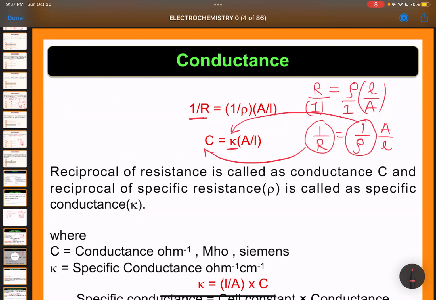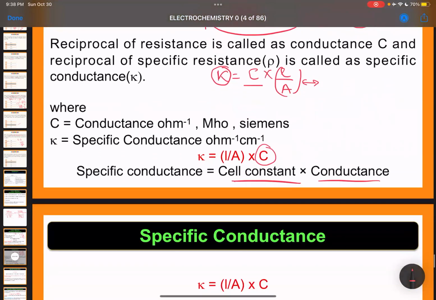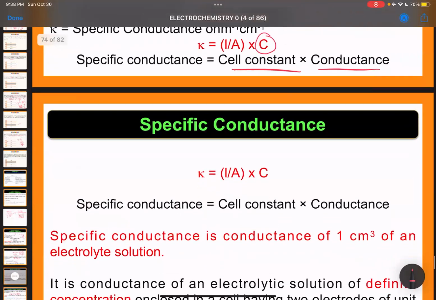In physics, I think it is represented by a different symbol. Just like we had resistance equal to specific resistance into A by L, we get kappa, the specific conductance, equal to conductance into L by A. Conductance and this L by A depend upon the nature of the electrode: what's the area, what's the length? So this is known as the cell constant. So kappa equals conductance times cell constant, a product, where the cell constant is L by A. Kappa is specific conductance or conductivity. Its unit is per ohm per centimeter, right? So I hope this is clear. Any doubts in this?